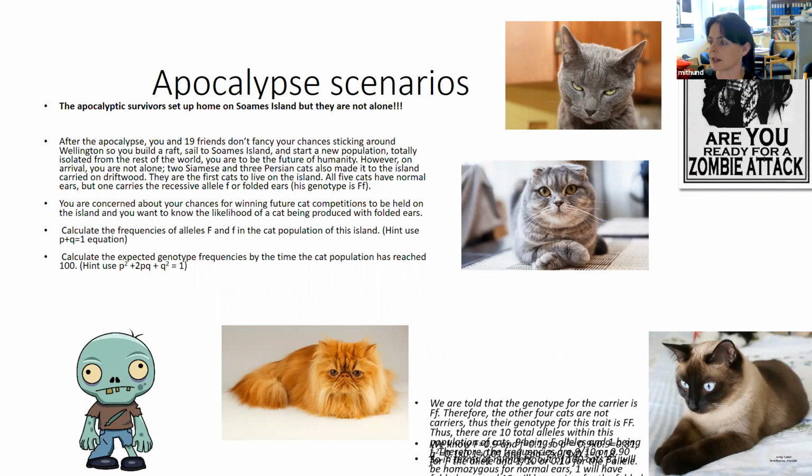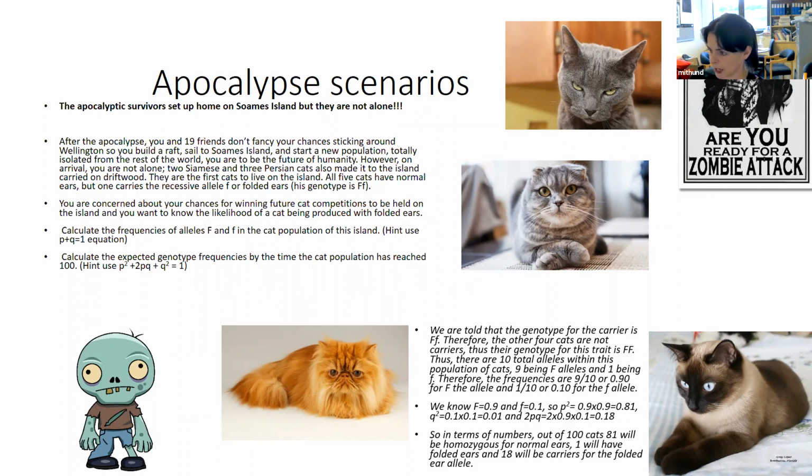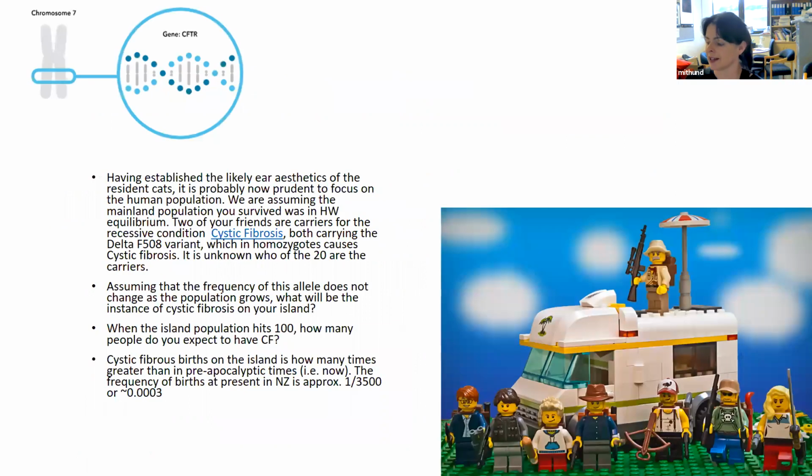Okay. And so now we're going to get into the breeding of the humans, not the cats. So now you've done your ear aesthetics, you're going to focus on the human population. We're assuming that the mainland population you survived was in Hardy-Weinberg equilibrium. It wasn't a weird recessive population, it was a randomly mating population. And your friends weren't relatives or anything, they were all part of a random mating gene pool. And so what you find out is that 2 of your friends are carriers for the recessive condition cystic fibrosis, and they both have the same variant, the delta F508. So if you're a homozygote for delta F508, then you have cystic fibrosis.